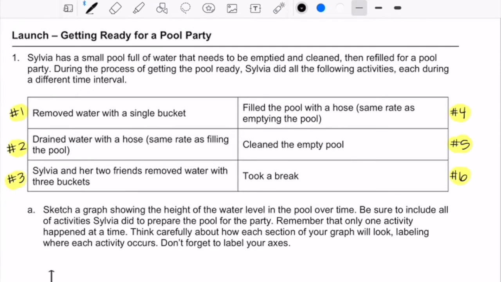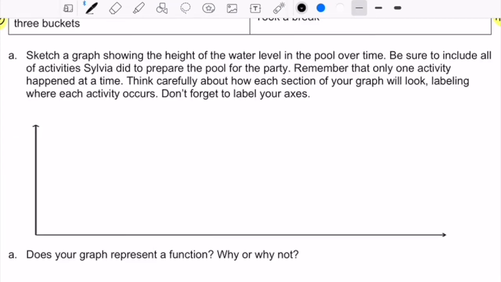Now it's important to note that these 6 tasks aren't happening in this order. It's going to be our job to read through the problem and make sense of what order they would happen in, and then we'll use that order to create a graph that shows what's going on. And so that's our job right here. We're going to sketch a graph showing the height of the water level in the pool over time. We're going to include all 6 activities that she did, and we're not going to forget to label our axes.